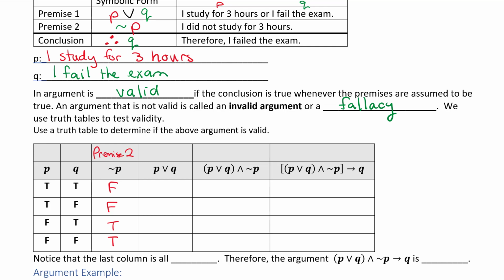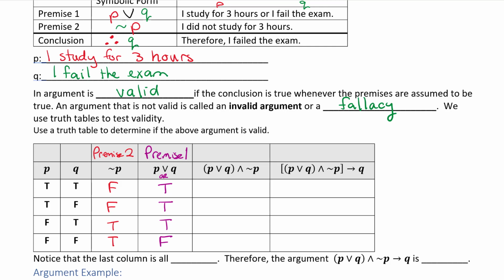Next, I want to do P or Q, which is actually premise 1. For the or disjunction, we know that the rule is false only when both are false. I'm talking about the first 2 columns. True, true, that's true. True, false, that's true. False, true, that's true. False, false, nope, that's false. The only one that's false is when both the P and the Q are false.